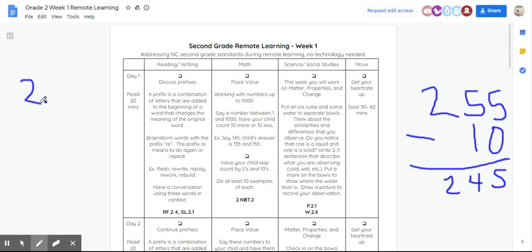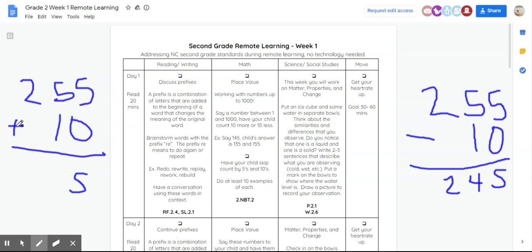And 10 more, if I'm doing more, I'd want to add. So again, the only thing that's changing is the tens place. 5 plus 0 is 5. 5 plus 1 is 6. And 2 plus nothing is, of course, 2. So 10 more than 255 is 265. 10 less than 255 is 245.